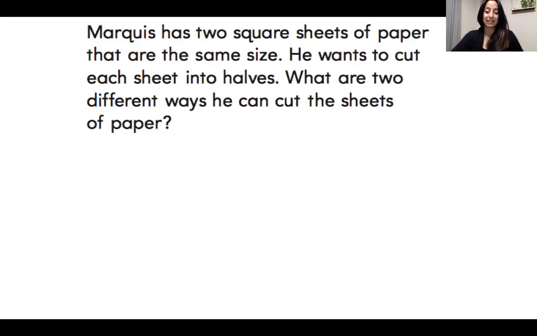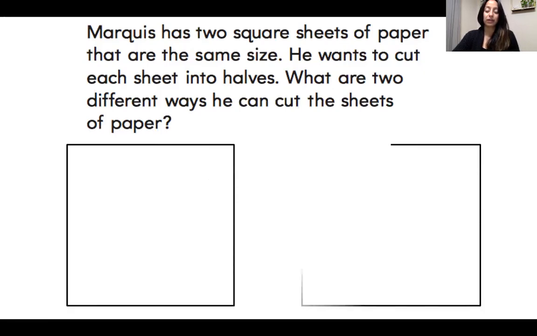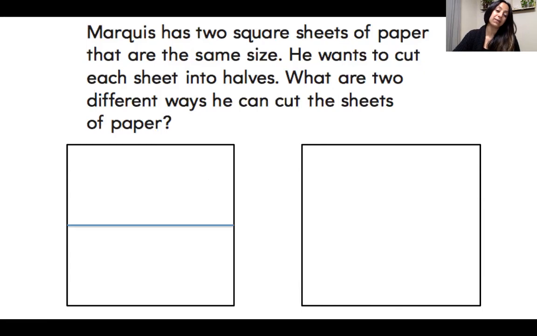All right, friends, let's see what I did. I drew a square, and then I drew another square. The first one I divided in half by making a sideways line. The second one I divided in half by, again, making a diagonal. But you could have also made an up and down line here, right? Remember, there's lots of ways to divide wholes into parts. Let's try another one.